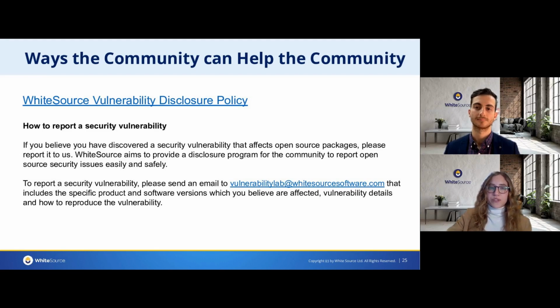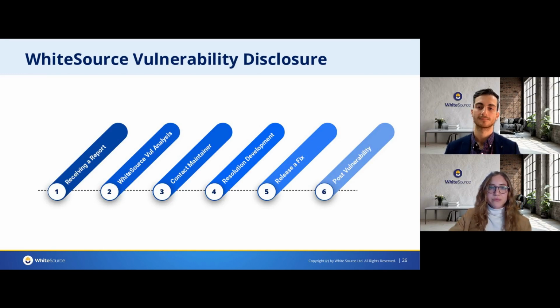Let's move over each step of the WhiteSource disclosure policy. So first, we receive a security report. The next step is basically providing a full analysis of the vulnerability. Actually, a proof that this report is indeed pointing to a security vulnerability, and analyzing all the relevant metrics like severity, risk, weakness, the open source fixed version, and more.